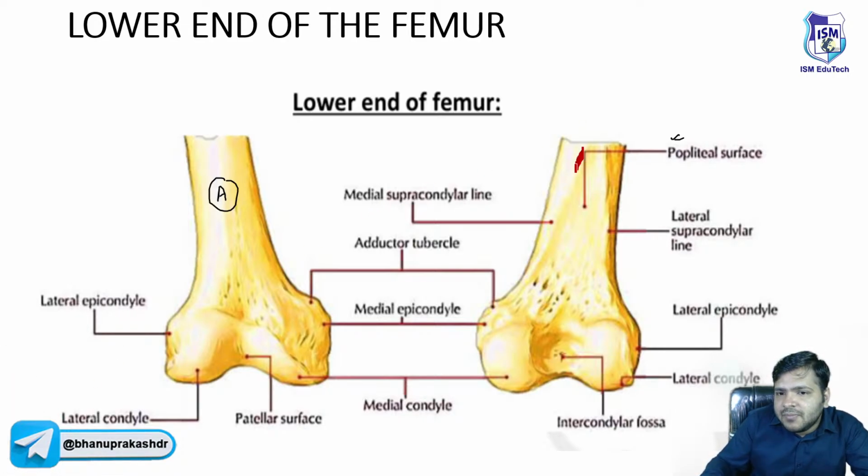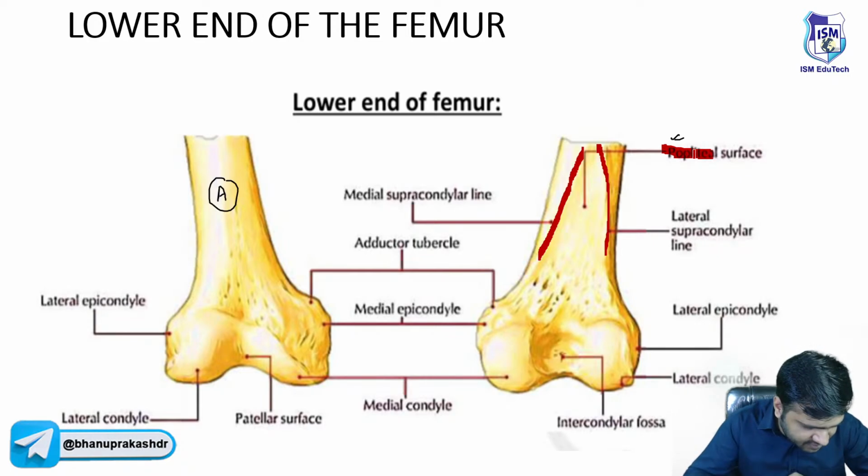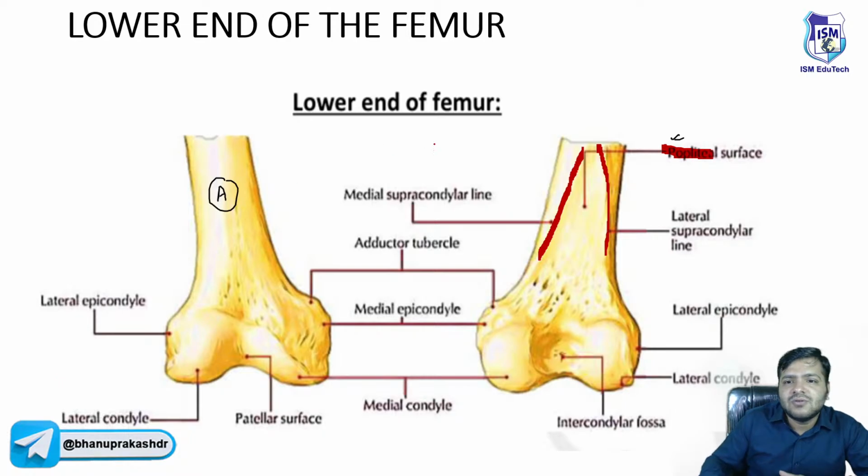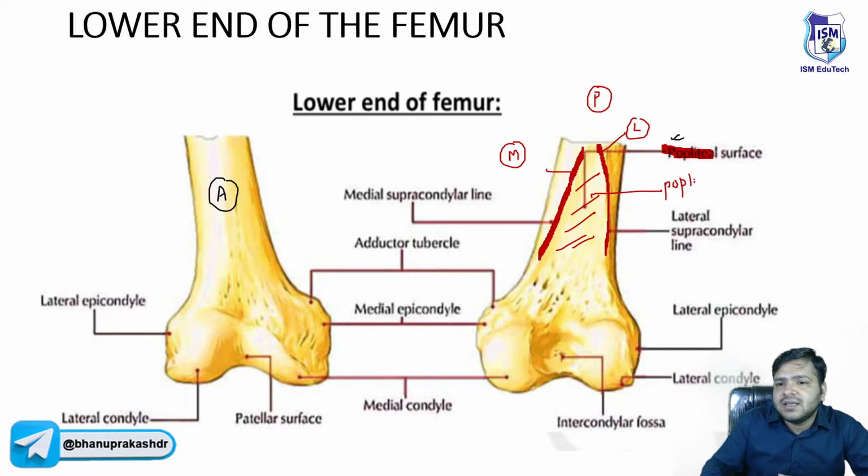You can see one lip over here and one lip over here, and it is enclosing one surface in between, that is called the posterior surface. And what name is given to it? Popliteal surface. You are very well aware that if you look carefully, this is the posterior view, so this will be the medial lip and this will be the lateral lip. And in between, at the lower end of the shaft, this surface is the popliteal surface. And these two lips, what do we call them?